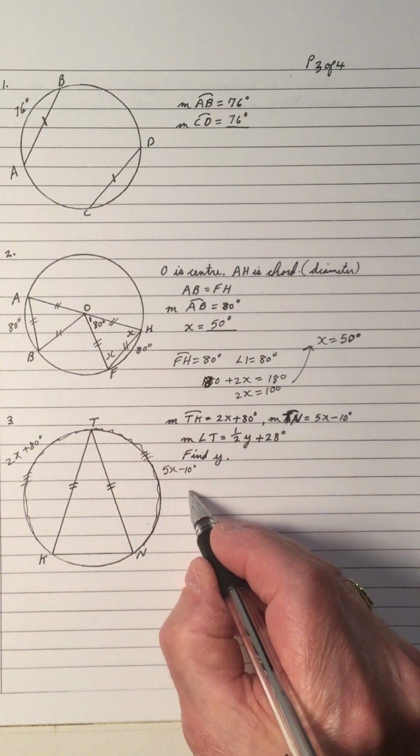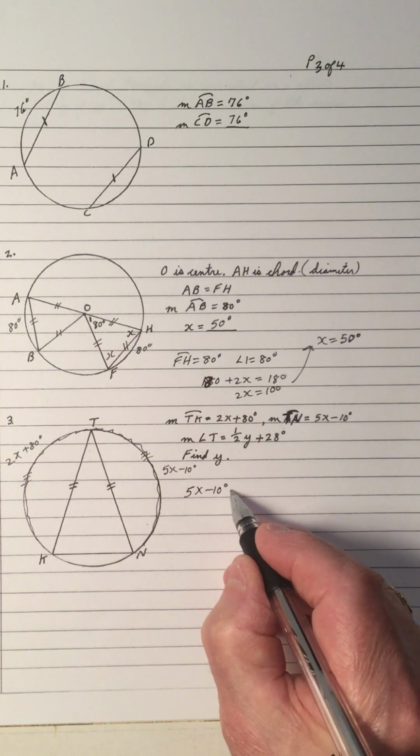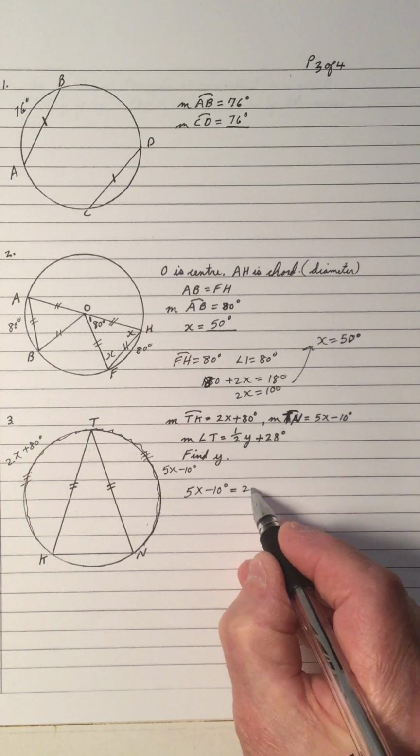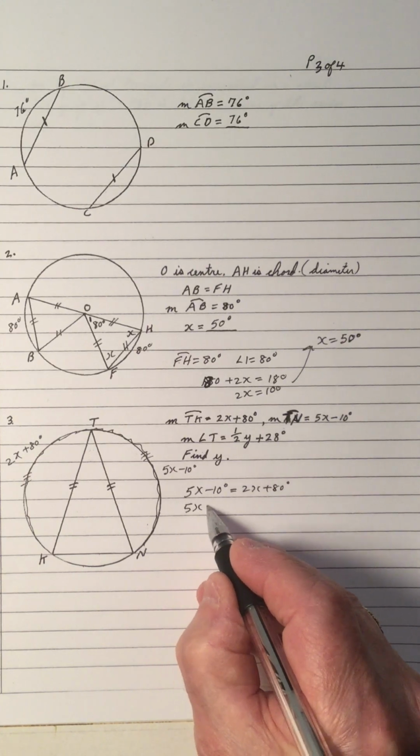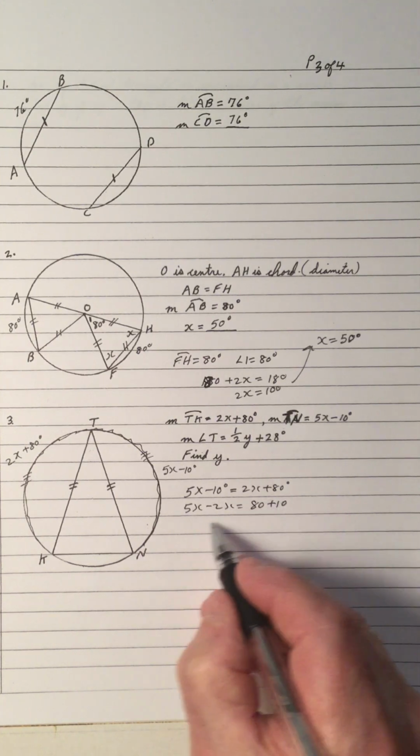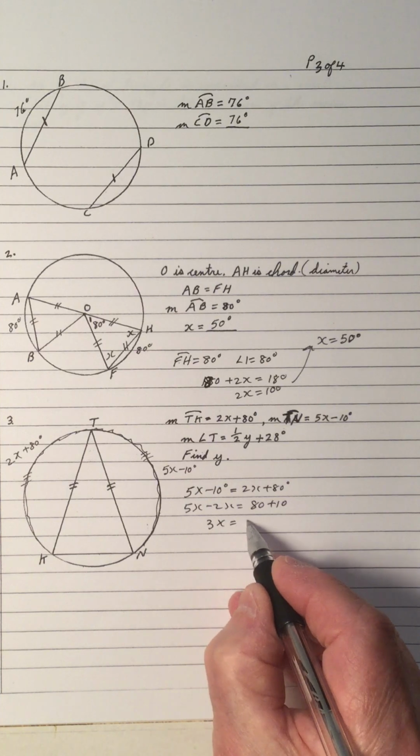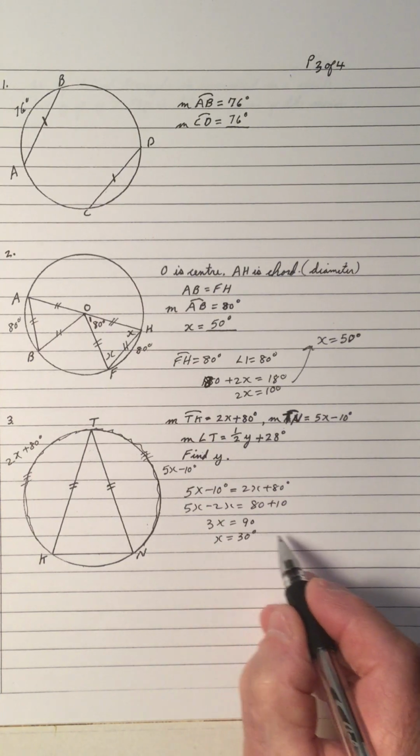So that means I have 5x minus 10 degrees is equal to 2x plus 80. So 5x minus 2x equals 80 plus 10. 3x is equal to 90. Divide by 3, so x is 30.